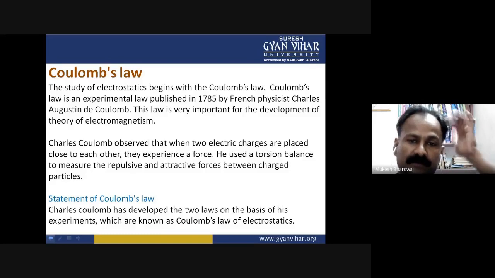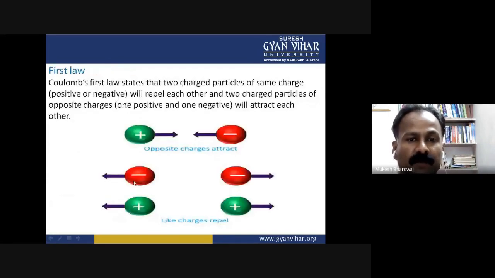So, the statement of Coulomb's law. Charles Coulomb developed two laws on the basis of his experiment, which are known as Coulomb's laws of electrostatics. First law. Coulomb's first law states that two charged particles of the same charge, both positive or both negative, will repel each other, and two charged particles of opposite charge, one positive and one negative, will attract each other.